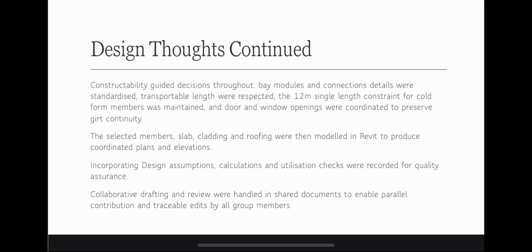Bay modules and connections were standardised, transport limits respected, and openings aligned to maintain girt continuity. All members and cladding were modelled in Revit, with design checks documented for quality assurance. Collaboration through shared documents ensured clear communication and consistent revisions across the team.